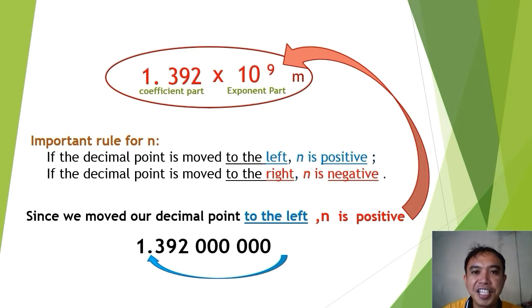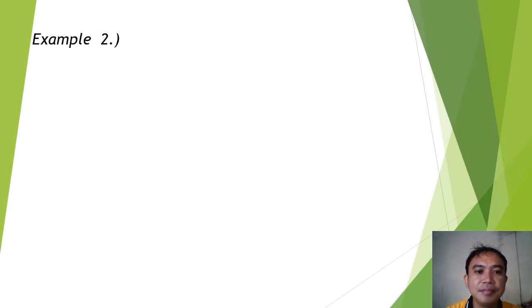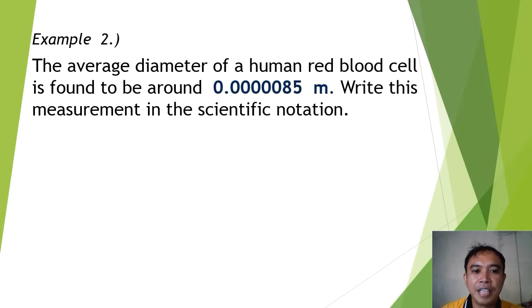Now let us have another example. The average diameter of a human blood cell is found to be 0.000085 meter. Write this in scientific notation. Solution. So remember the steps? Okay, we will apply the steps. First, you write the given.